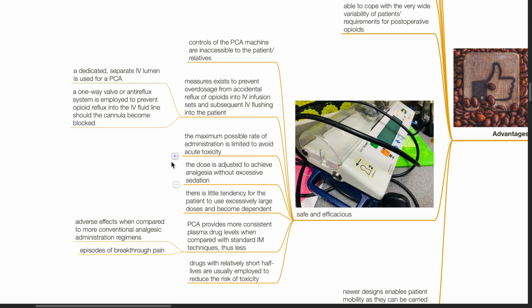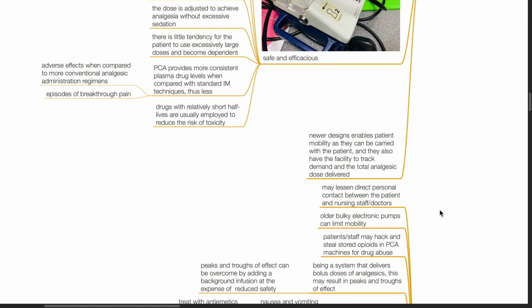There is little tendency for the patient to use excessively large doses and become dependent. PCA provides more consistent plasma drug levels when compared with standard IM techniques. Thus, less adverse effects occur when compared to more conventional analgesic administration regimens, and there are less episodes of breakthrough pain. Drugs with relatively short half-lives are usually employed to reduce the risk of toxicity. Newer designs of PCAs enable patient mobility as they can be carried with the patient, and they also have the facility to track demand and the total analgesic dose delivered.